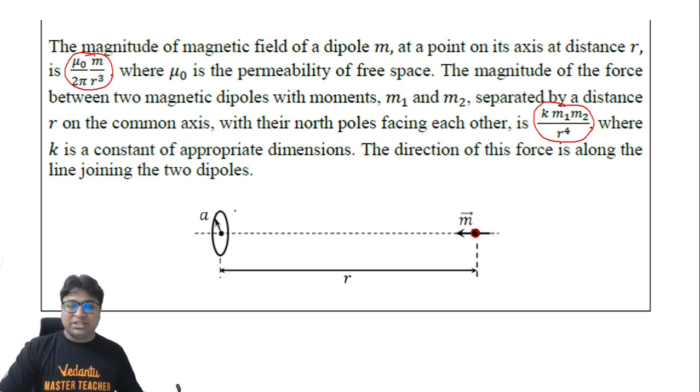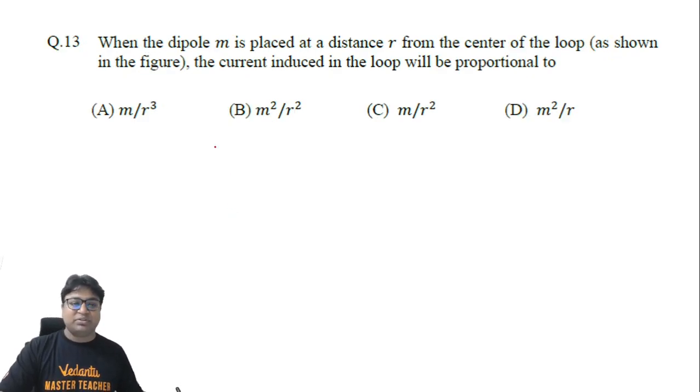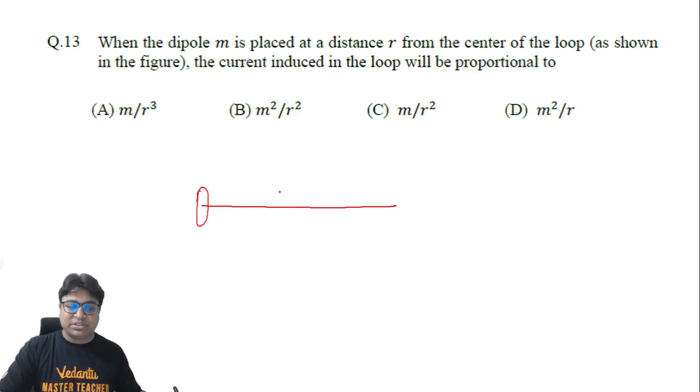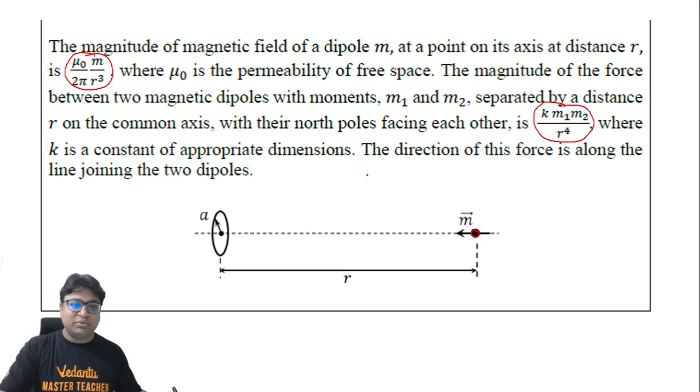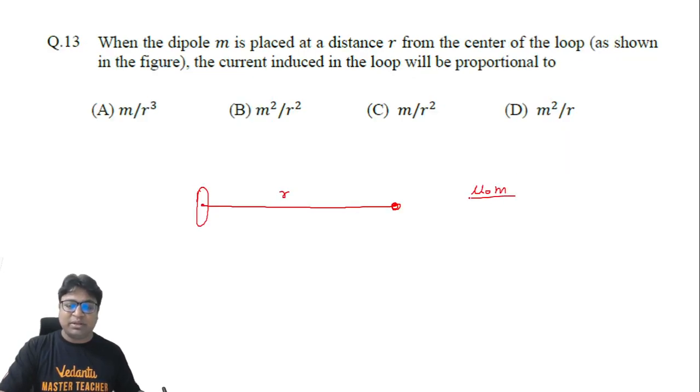Let's see the first one of them. It says that when a dipole is placed at a distance r from the center of the loop. So there was a loop here, and from the center there was a distance r, and a dipole magnetic moment was here. This would produce a magnetic field here, which would be given by mu naught M by 2 pi r cube. So this would be the magnetic field.